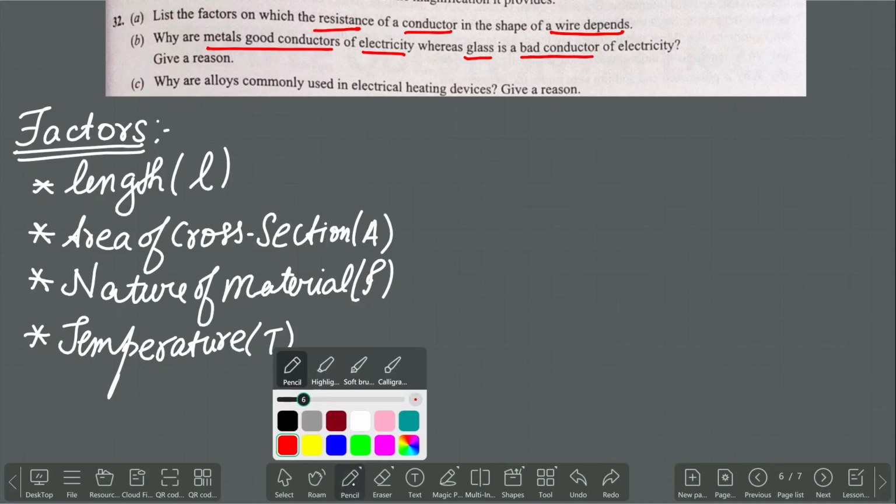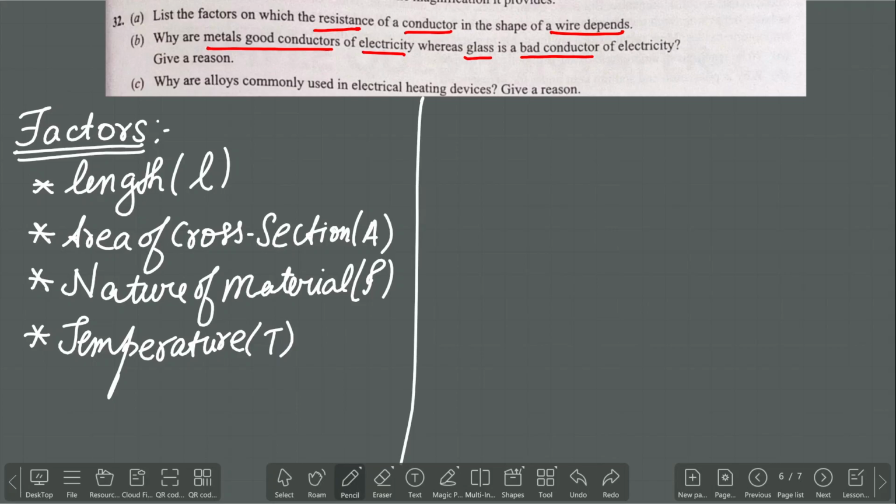That means the question is based upon conductors and insulators. Bad conductors means it is nothing but called the insulators, what you read in our class 6th. Another name is also there. What is another name? Bad conductors, insulators, or someone say poor conductors.